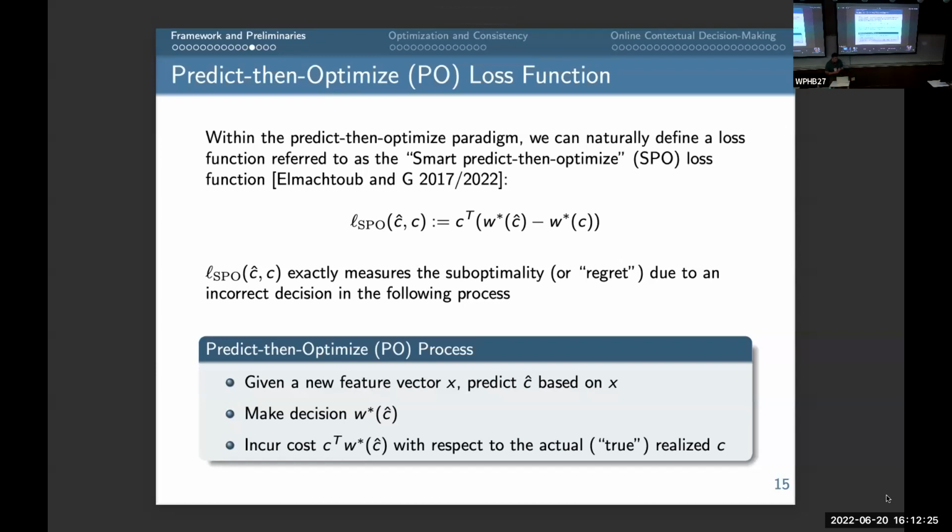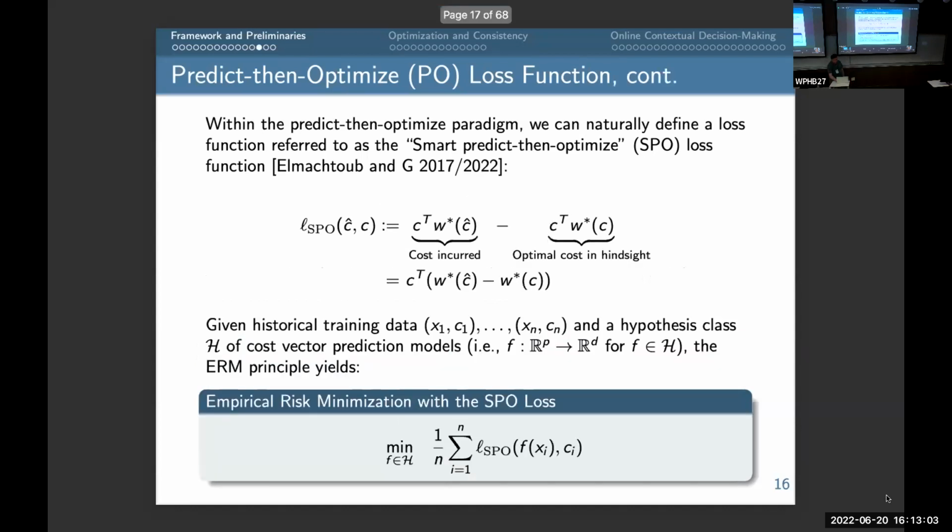All right, so what this geometry motivates is that really we would like to have some type of loss function that agrees with the decision error, the regret of the downstream optimization problem. So let us first define what that regret exactly is. We call it the smart predict and optimize loss, the SPO loss. And it's exactly the regret with respect to this process, right? So it's the cost of making a prediction C hat and making a decision corresponding to that prediction, W star of C hat, evaluated on the actual realized cost vector C, minus the optimal cost in hindsight, right?